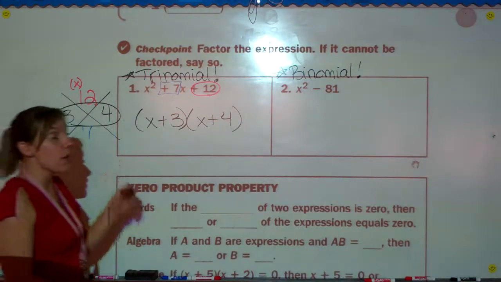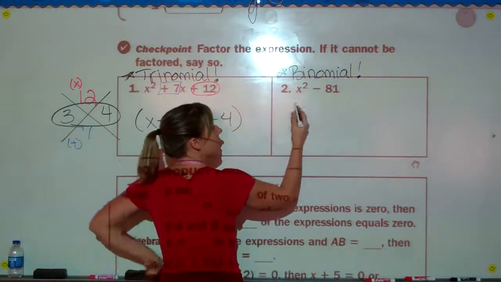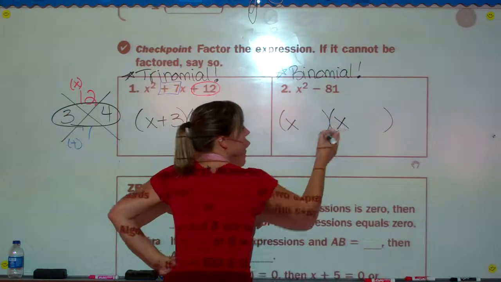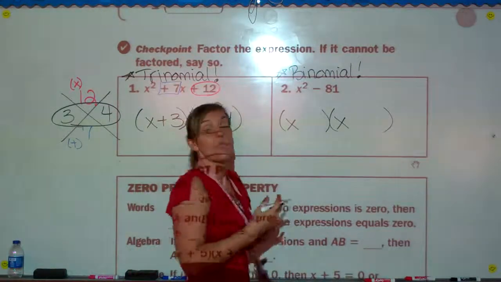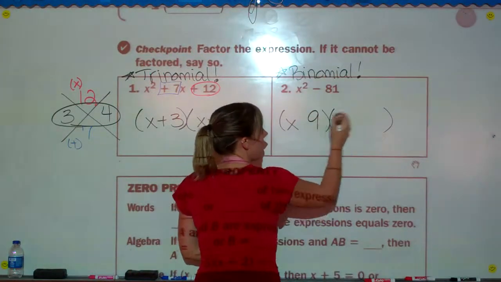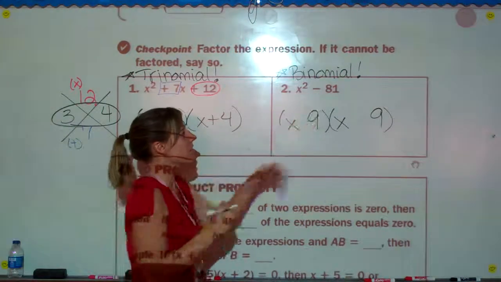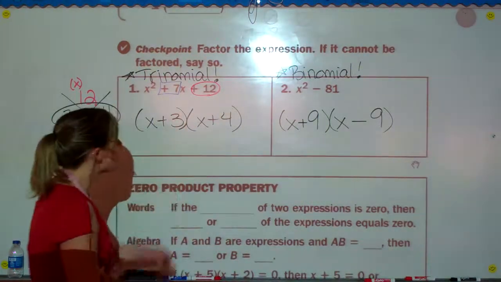Okay? And then here, that's a binomial. So in the binomial, we just ask ourselves, this is a pattern. What times what gives you x squared? That's x times x. And what times what gives you 81? We'll square root it, and it'll give you 9 times 9, because that's a perfect square. And then we want a negative 81, so it's a plus 9 and a minus 9. Okay? So those are pretty quick.